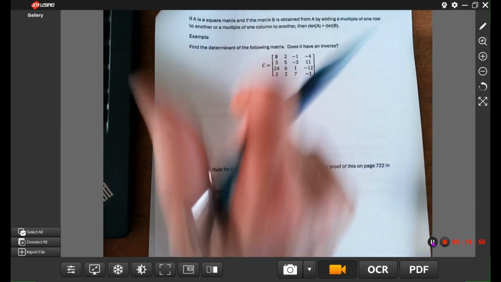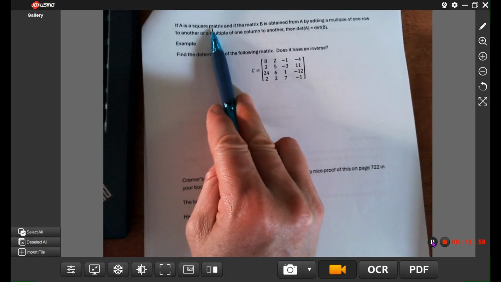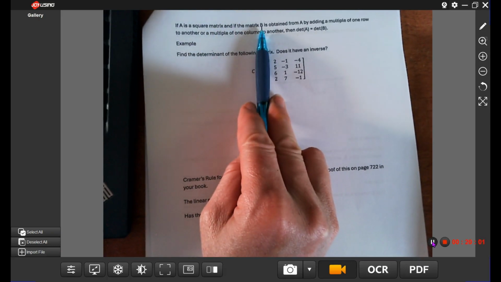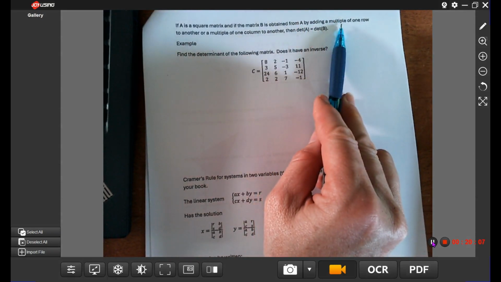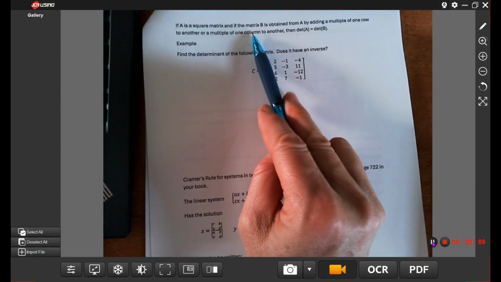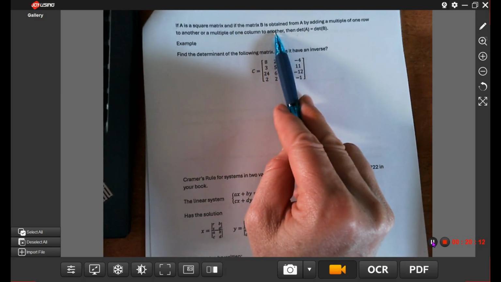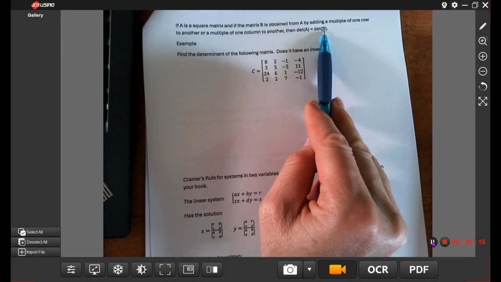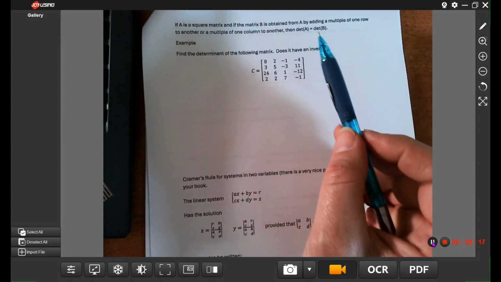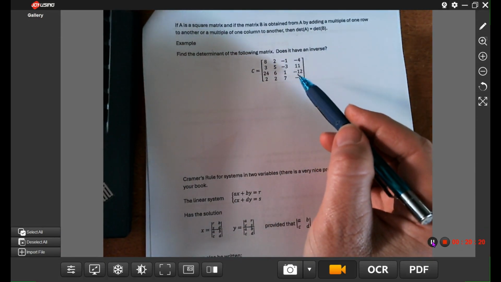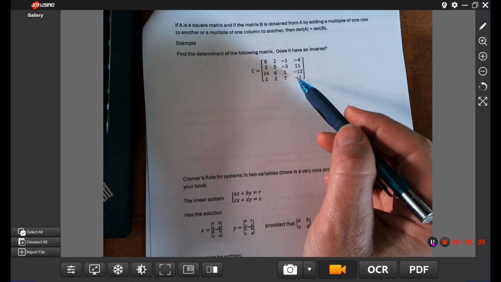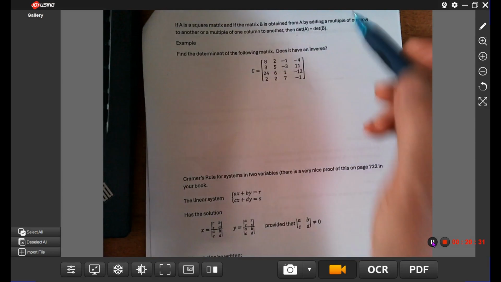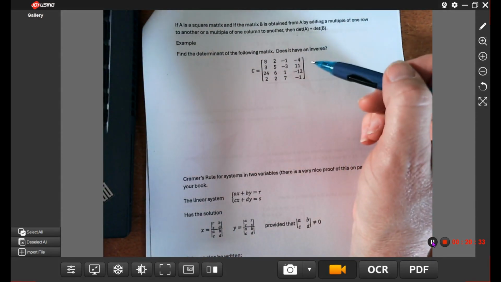Now let's see. If we have a matrix A and it's square, and the matrix B is obtained from matrix A by adding a multiple of one row to another row, or a multiple of one column to another column, then the determinants of those are the same. So that tells me that if I have a really messy looking matrix and I need to find the determinant, I have the chance of making it simpler by using this theorem.